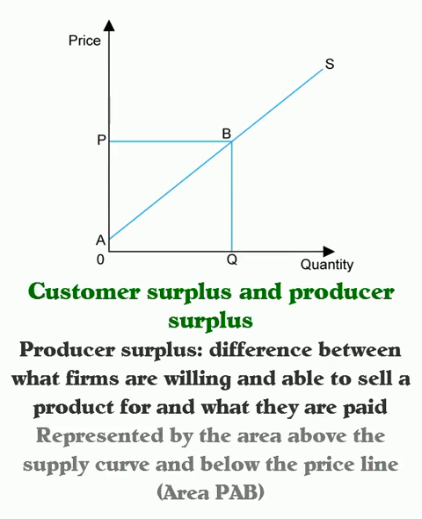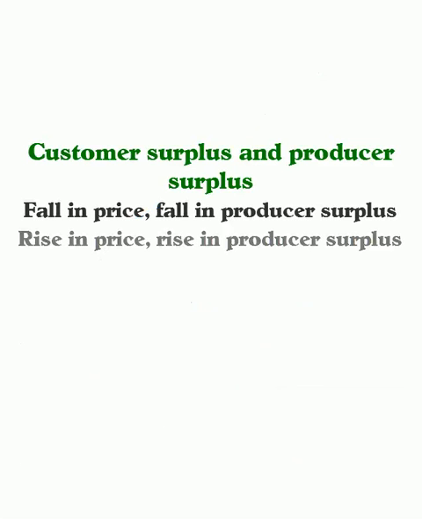Consumer surplus and producer surplus. Producer surplus is the difference between what firms are willing and able to sell a product for and what they are paid. It is represented by the area above the supply curve and below the price line, area PAB. Fall in price, fall in producer surplus. Rise in price, rise in producer surplus.